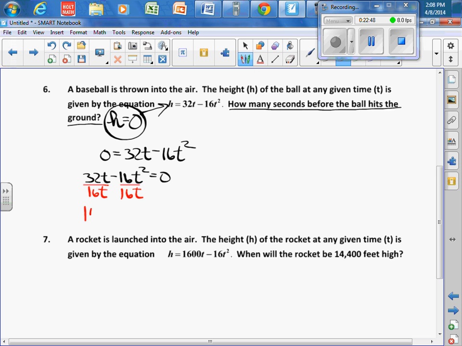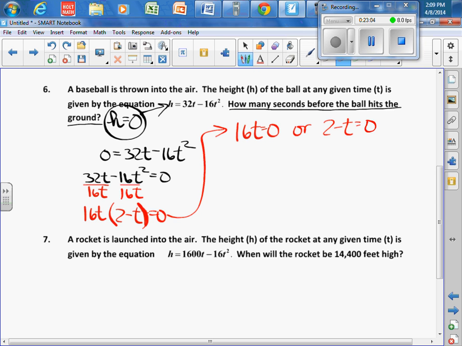So I'm going to have 16t times the quantity 2 minus t is equal to 0. So either 16t is equal to 0 or 2 minus t is equal to 0. When I solve for t here, dividing both sides by 16, t is equal to 0. So at 0 seconds, the ball's on the ground. Yeah, that one didn't make a whole lot of sense. But anyway, I think what they're asking for is to solve this one.